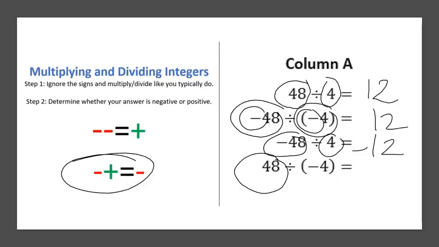I look at the last one, 48 divided by negative 4. Again, I know it's going to be 12. However, I don't know if it's going to be positive or negative, so I need to look at step 2 to determine that. I see I'm dividing a positive by a negative, so my answer is going to be negative. I want you to take a moment and just look for patterns that you see.